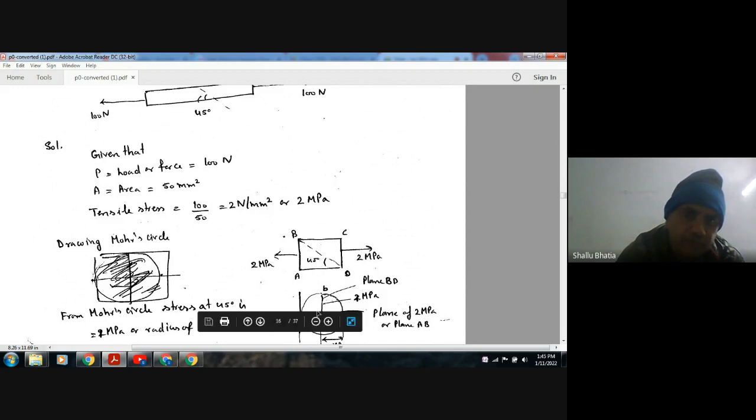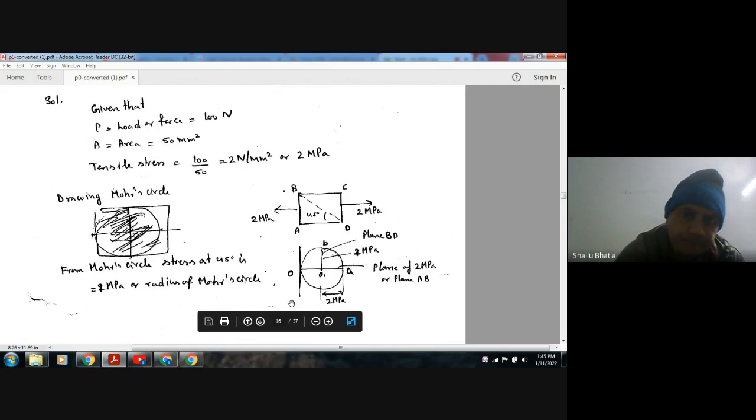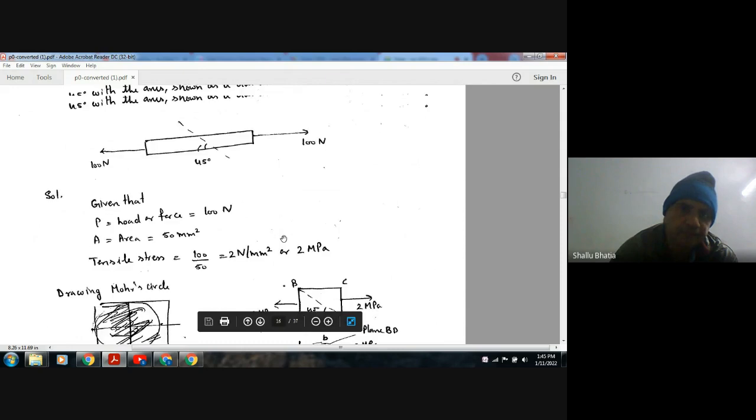Now if we draw a Mohr's circle, then OA will represent 2 MPa, and in this plane there is no shear stress, so this point will be 0. This is the center, and we draw the circle. This will represent plane BD, and it will also represent maximum shear stress. As OA is 2 and this is the diameter, the radius is 1 MPa, so the answer is 1 MPa.